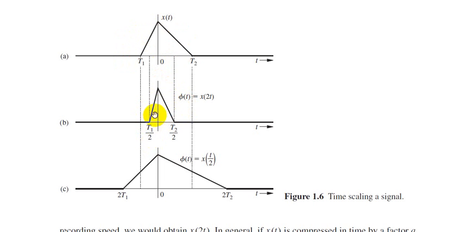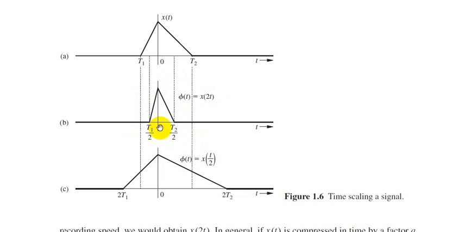That means here this is the actual signal, and we actually compressed it in a way so that the time duration, here it was from t1 to t2, now it has become t1 by 2 to t2 by 2. That means we just minimize this time frame into half of this duration.